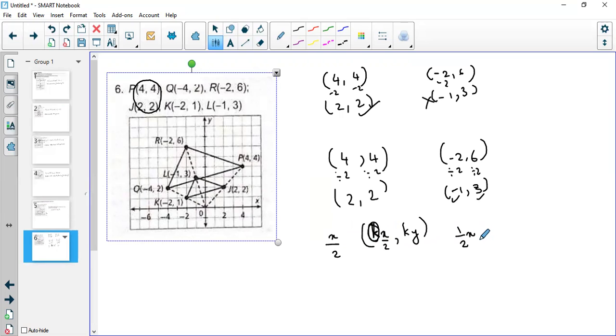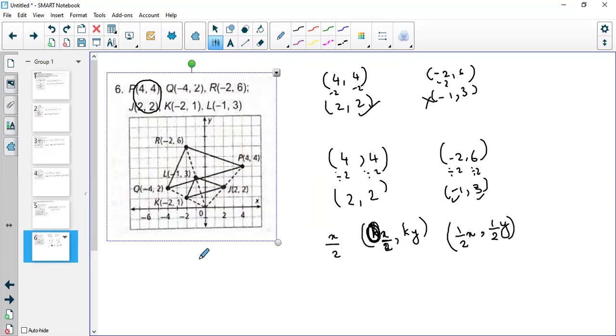So half multiplied by x. So the rule remains the same. Half multiplied by 4 will give you 2. Half multiplied by negative 2 will give you negative 1. It's the same rule. But rather, because we need to give the value for k, instead of writing x divided by k, we say half multiplied by x. So your scale factor is going to be like this.